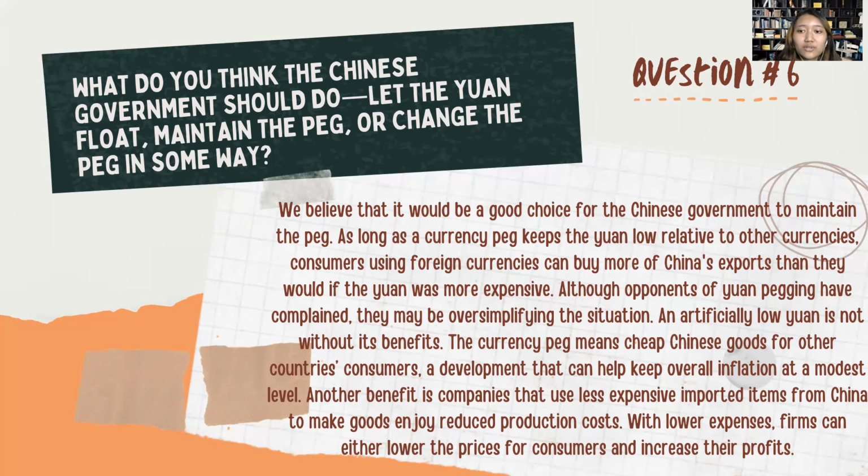Although opponents of yuan pegging have complained, they may be oversimplifying the situation. An artificially low yuan is not without its benefits. The currency peg means cheap Chinese goods for other countries' consumers, a development that can help keep overall inflation at a modest level. Another benefit is that companies that use less expensive imported items from China to make goods enjoy reduced production costs. With lower expenses, firms can either lower the price for consumers or increase their profits.